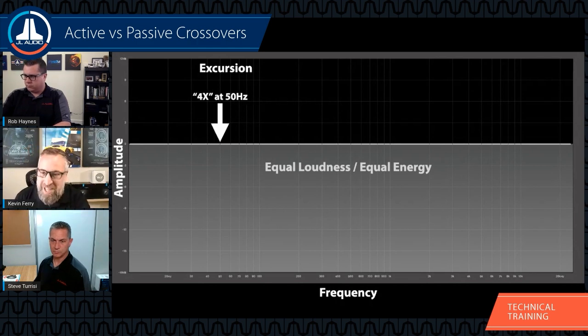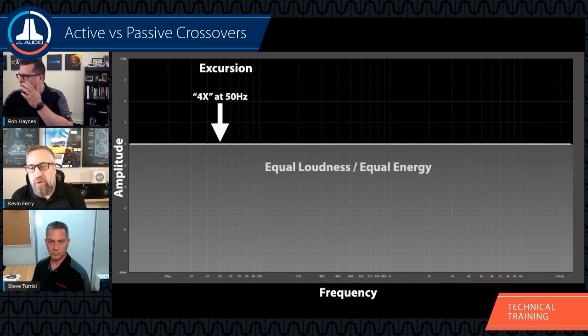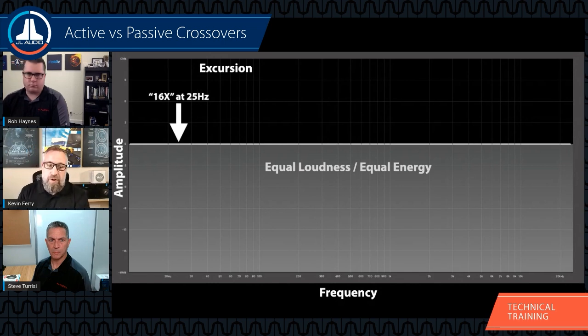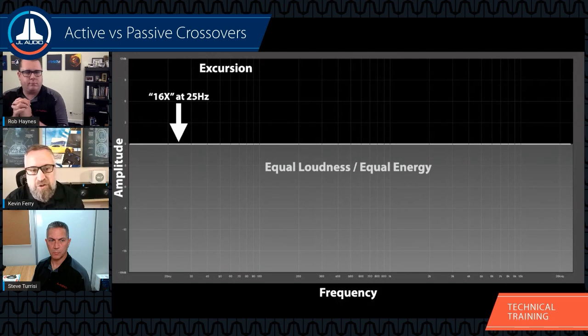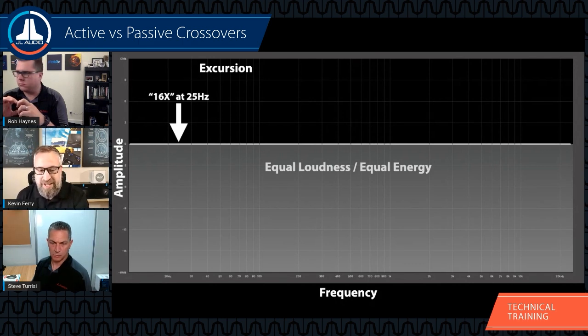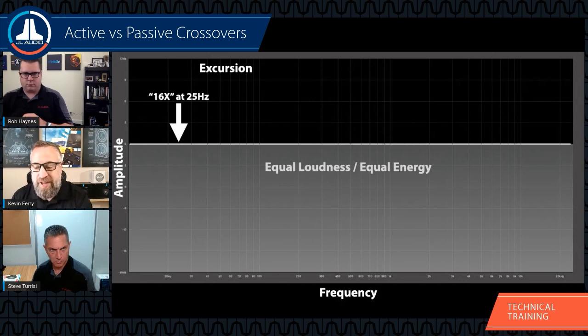Now, if we take it one more step down, we go down 1 more octave from 50 hertz to 25 hertz, we now need 16 times the amount of excursion, or 4 inches of excursion from that same exact driver just to maintain equal loudness across the board. So when we take a look at that here, we have that 16 times at 25 hertz, and that 4 inches of excursion is what is needed. So at 100 hertz, we have 1/4 inch of excursion. At 50 hertz, we need 1 inch to maintain. And then at 25 hertz, we need 4 inches to maintain that equal loudness and equal energy across the board.